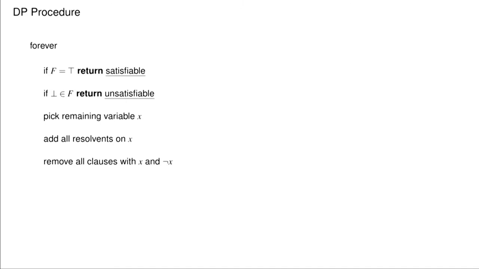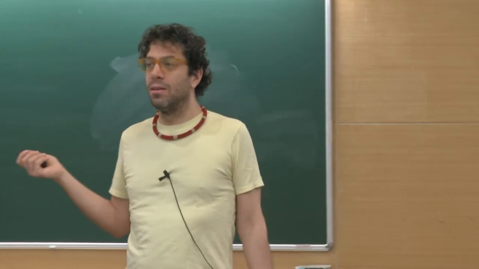The DP procedure, so the resolution-based procedure, just does a very simple system where if the formula is empty, then we're satisfiable. There's nothing to satisfy. We're done. If it contains the empty clause, then it's unsatisfiable. Otherwise, pick a variable, add the resolvents on x on this variable, and then remove the clauses that contain x or not x, and start again. Right? And eventually, all the variables will disappear, and I'm done.